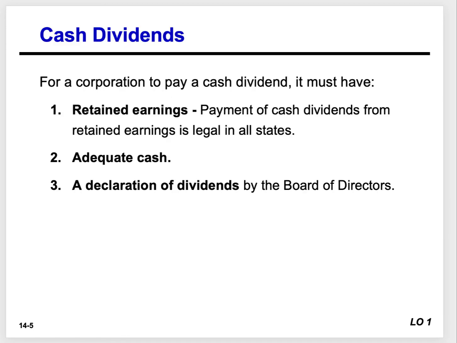Now, when a corporation is going to pay a cash dividend, they have to have three things, right? Number one, they have to have retained earnings, okay?